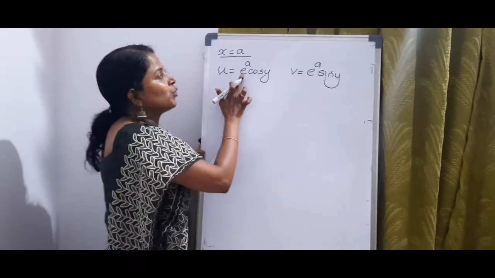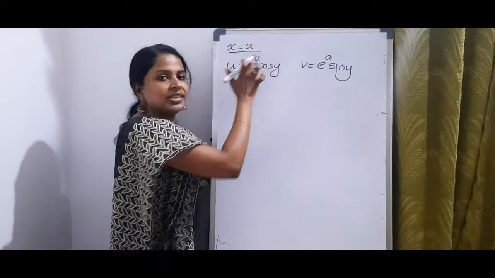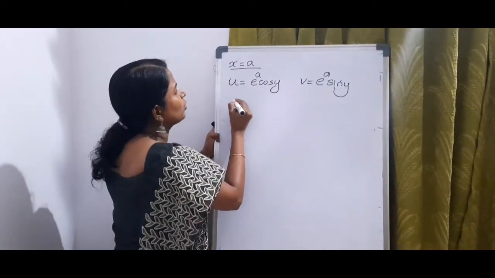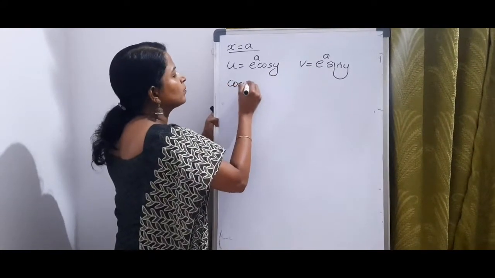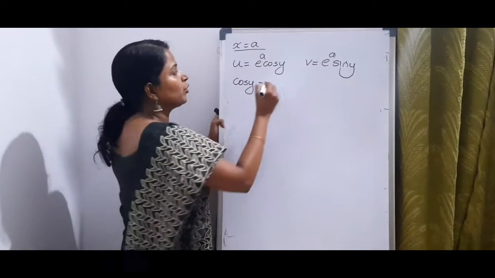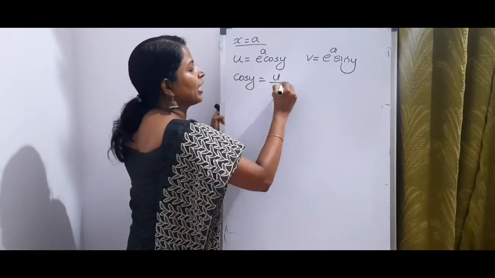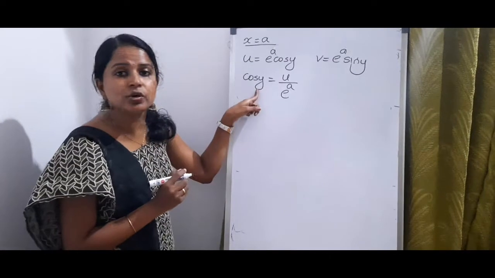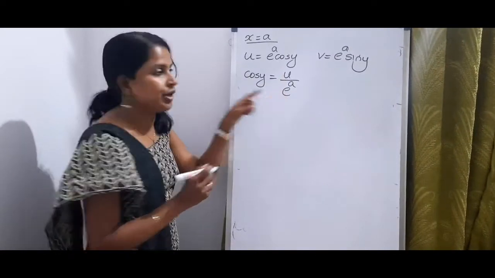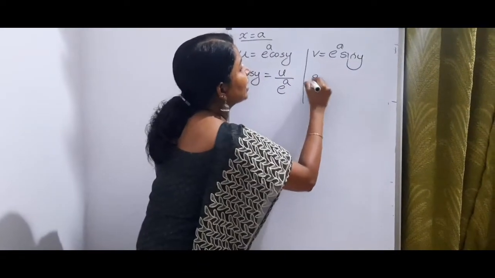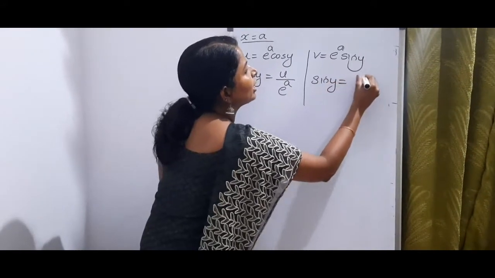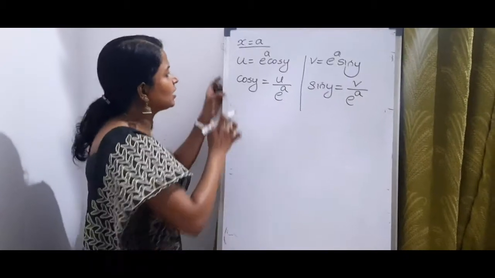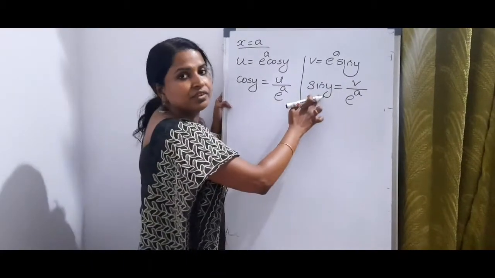Here e raised to a is a constant. So from here, cos y equal to u by e raised to a. From here we write cos y equal to u by e raised to a. Here sin y equal to v by e raised to a. Okay, then this is cos y, this is sin y.